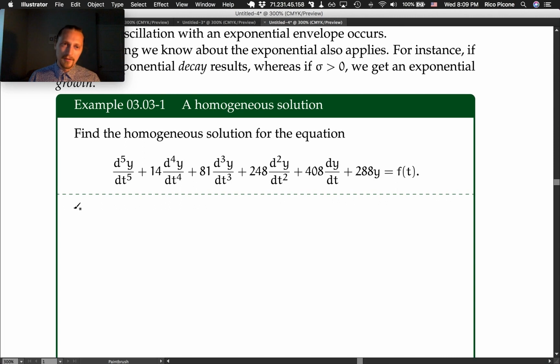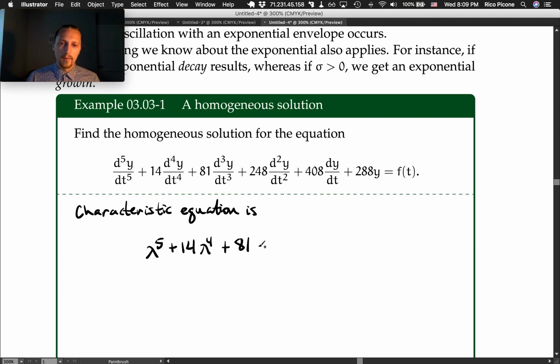So what's our first step? We're going to find the characteristic equation, right? That's our first step. So the characteristic equation is, we have the fifth time derivative of y, so that gives us a lambda to the 5 plus 14 times the fourth time derivative of y, which translates into the fourth power of lambda, plus 81 times the third time derivative of y, meaning the third power of lambda, plus 248.